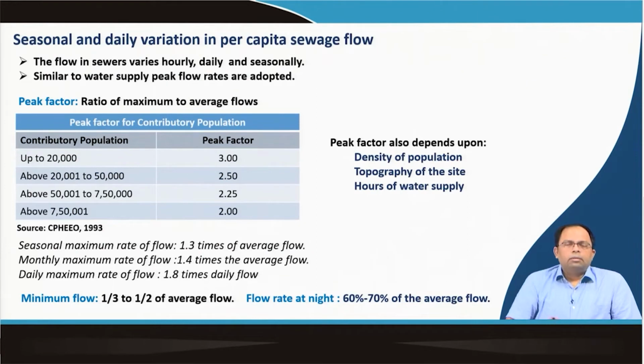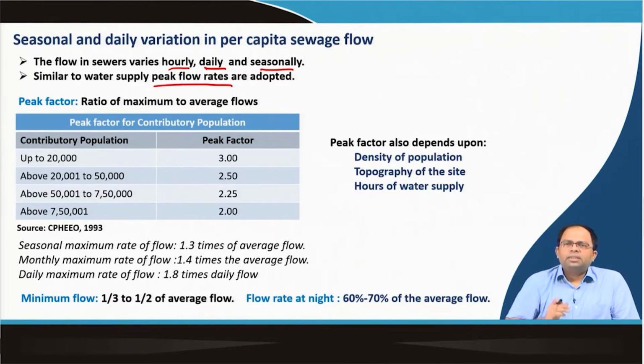Similar to water supply, sewage is based on the water that is consumed, and the sewage is generated out of the water that is being consumed, right. That means the more we consume water, the more would be the sewage. Similarly, if there is variation in the consumption of water, it would also reflect in the variation in the sewage flow. So, the flow in sewers varies hourly, daily and seasonally, same as the water supply. So, similar to water supply, we also have to adopt peak flow rates for sewage.